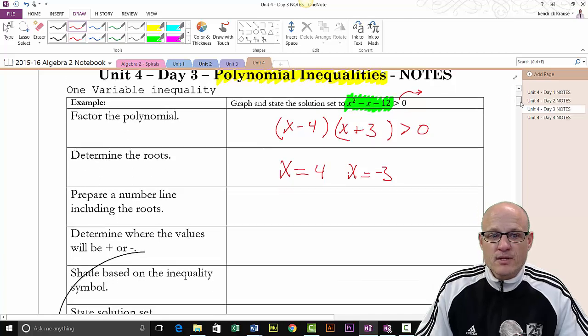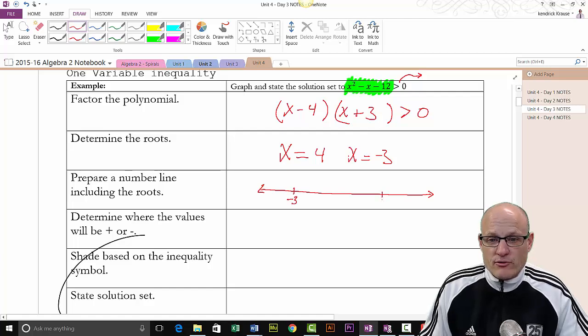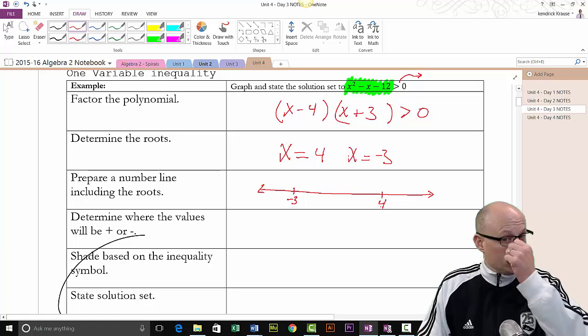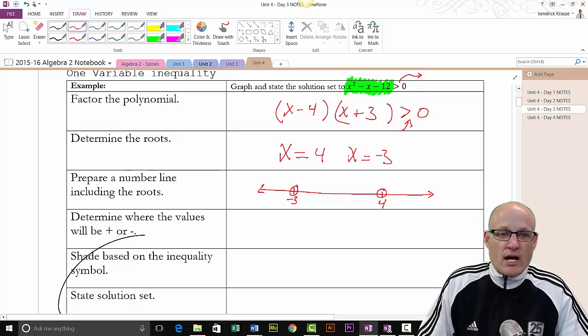We're going to prepare a number line that includes the roots. So we're going to draw a number line and try to make it straight. And we've got negative 3. We've done this in the last couple of spirals, so this should be nothing really new. You should have already worked with this. Now, in this particular case, there is no equal to. This would be where it would be equal to 0, but since we can't equal 0, I'm going to draw this in.